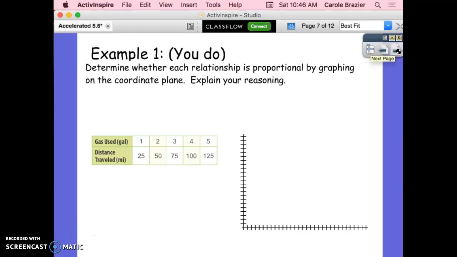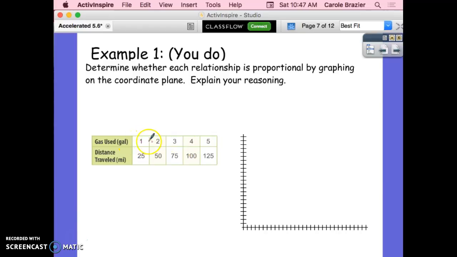Okay, I'm also going to have you guys do this one on your own. So pause the video, try this one on your own, and then when you come back, I will give you the answer. Okay, for this one, you should have seen that yes, it was proportional. It is a straight line. It does pass through the origin, and you can do the same thing again over here.